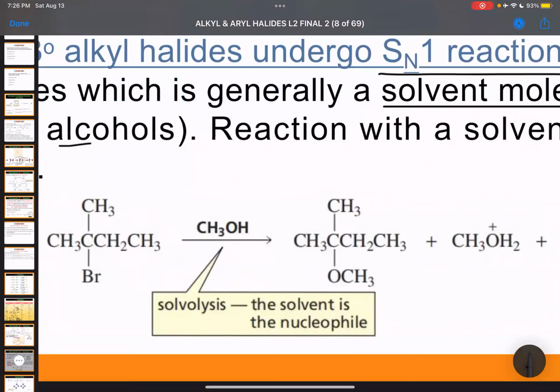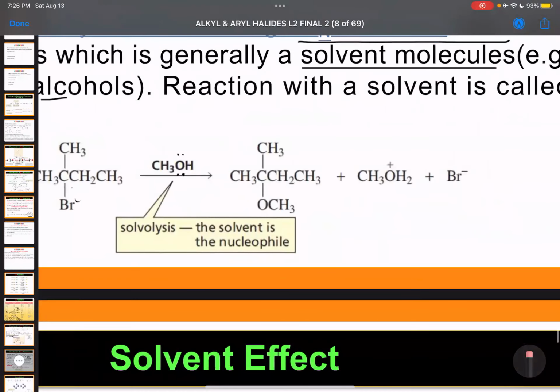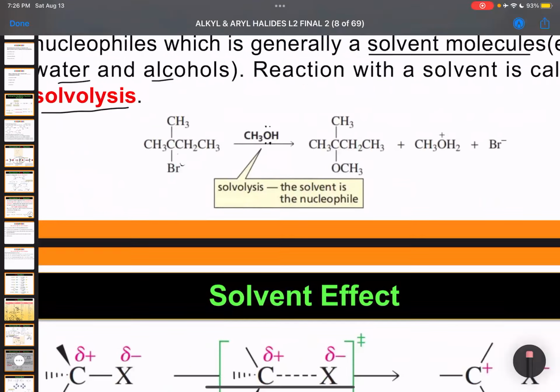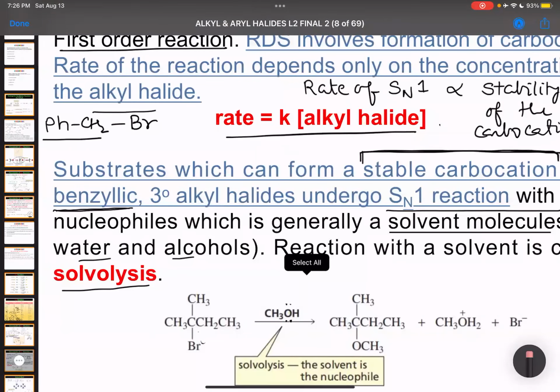In this case, you can see the substrate is dissolved in methanol. Slowly the Br minus breaks away from the carbocation, and the methanol does not attack directly like in SN2. You need to form a carbocation first, and then the methanol comes and attacks: the lone pair of oxygen joins the carbocation. Is it clear? So the solvent plays a very crucial role.